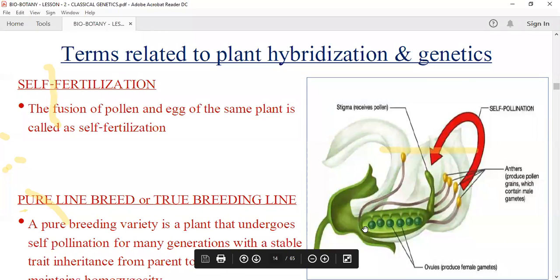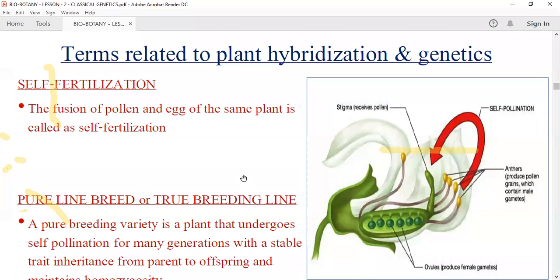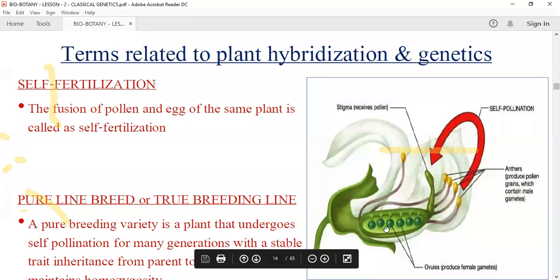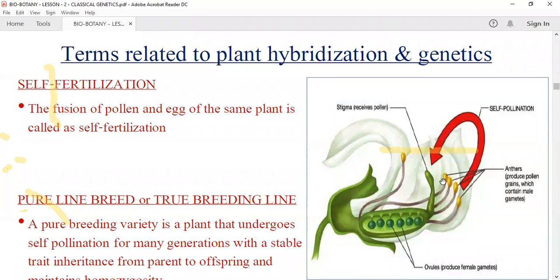Okay, next let us see the terms related to plant hybridization and genetics. First, self-fertilization. You already know what self-fertilization is. The fusion of pollen and egg of the same plant is called self-fertilization. In this picture, you can see this is the Pisum sativum plant, a pea plant. This yellow anther actually falls onto the stigma of the same plant. So the fusion of the anther and the stigma of the same plant is called self-fertilization.